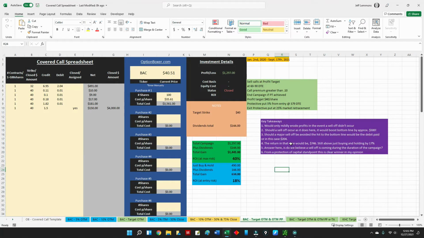So even if I bought the protective put and did nothing else except run this strategy using the profit target, I would have still returned more than if I just bought and held the shares. So that's definitely worth noting.